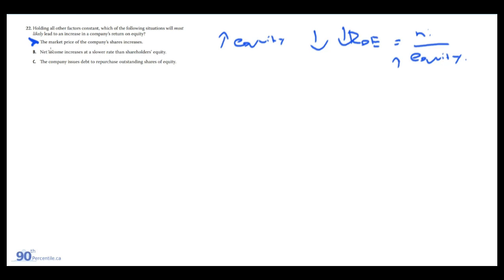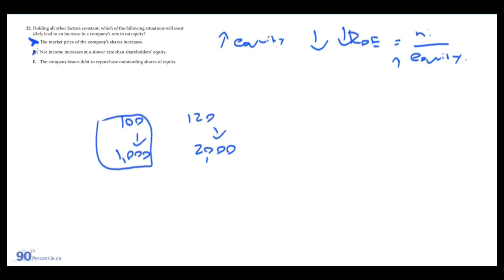Moving on, net income increases at a slower rate than shareholders' equity. Well, no, because if your net income is 100 and your equity is 1,000 and your equity grows to 2,000, so it's doubling while your net income goes up to like 120, this is going to be a lower ROE than here. So this isn't right either. C is going to be our answer, and it is the company issues debt to repurchase outstanding shares of equity.